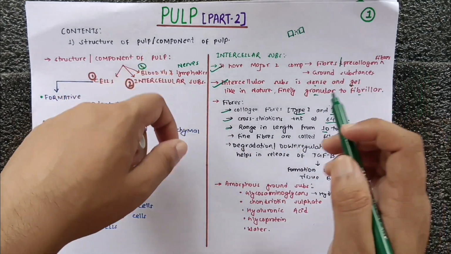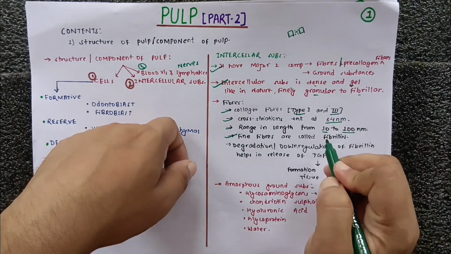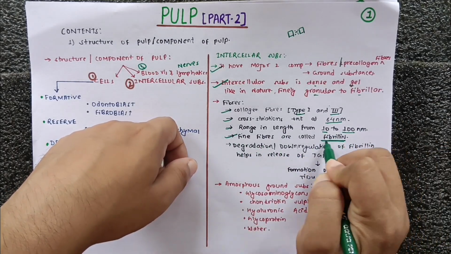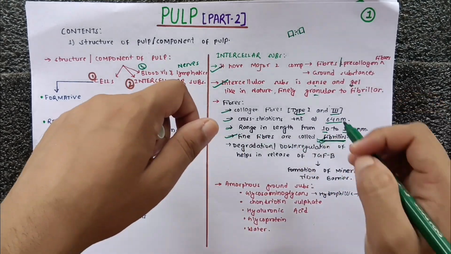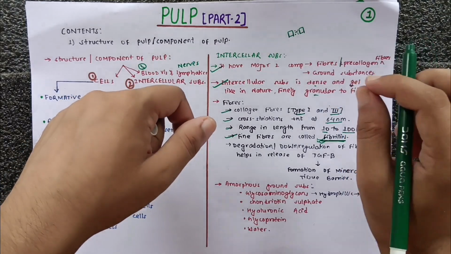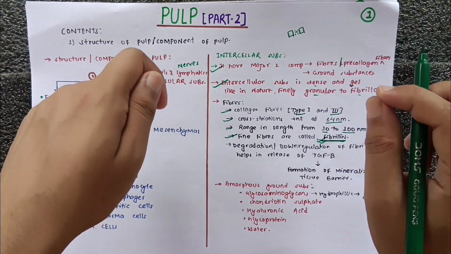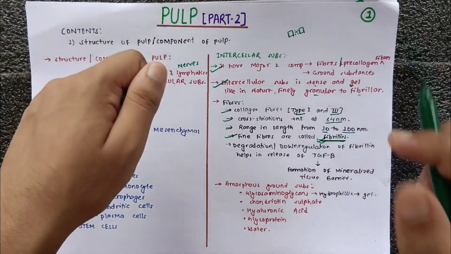100 nanometer. And the fine fibers, okay, so the fine fibers are called fibrillin, which is one of the important terminologies of this fiber. Okay, so you should remember what is fibrillin. So they can ask you in a Viva. So the fibrillins are the fine fibers that are present in the intercellular substances of the pulp.